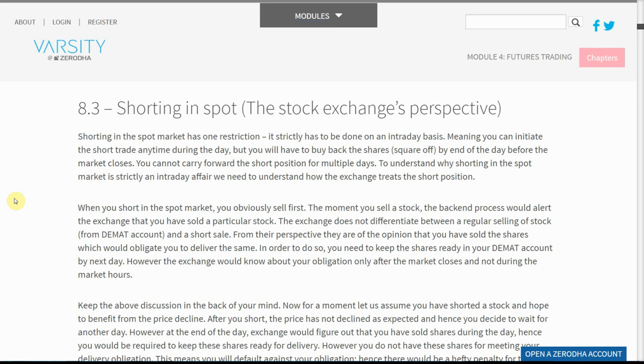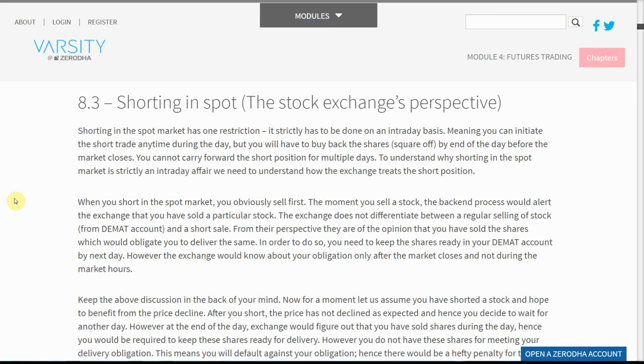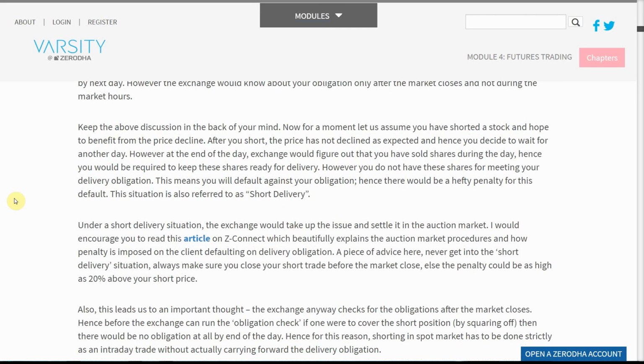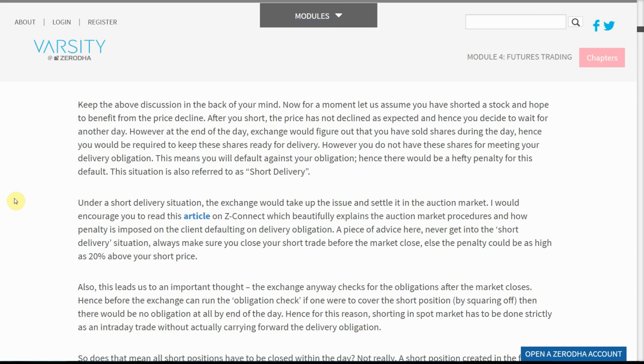However, the exchange would know about your obligation only after the market closes and not during the market hours. Keep the above discussion in the back of your mind. Now, for a moment, let us assume you have shorted a stock and hope to benefit from the price decline. After you short, the price has not declined as expected and hence you decide to wait for another day.